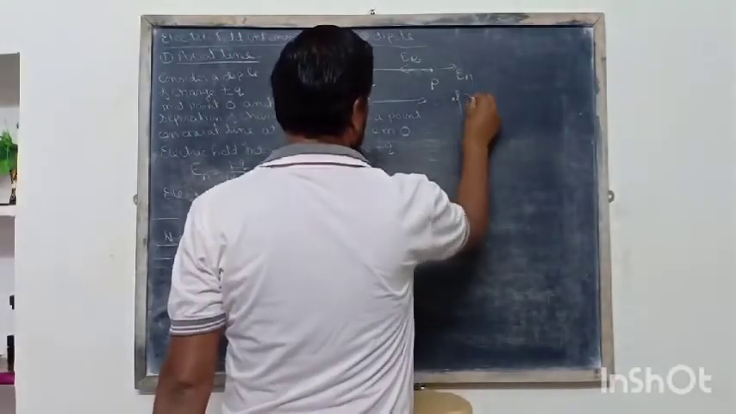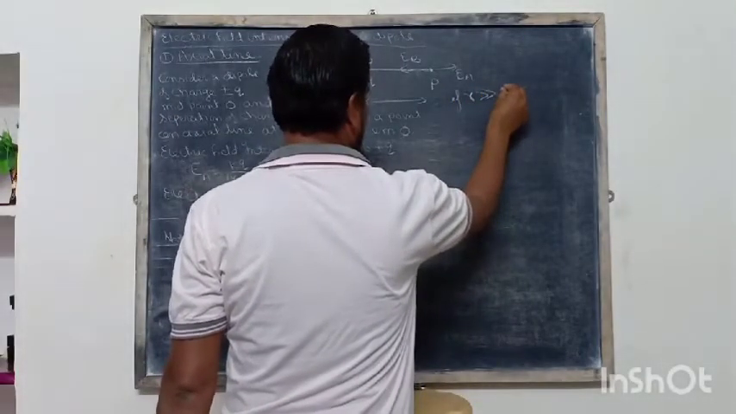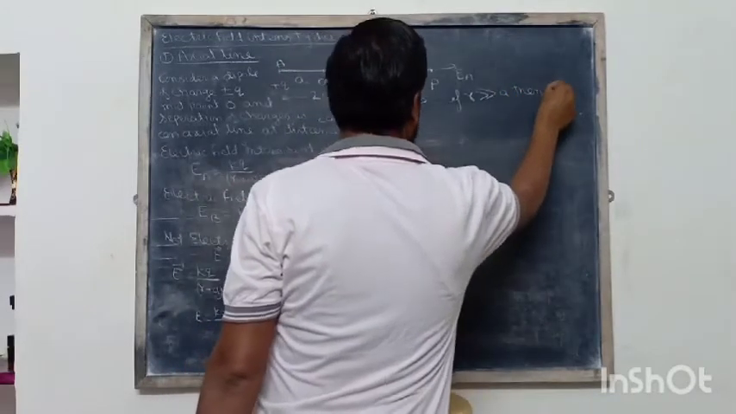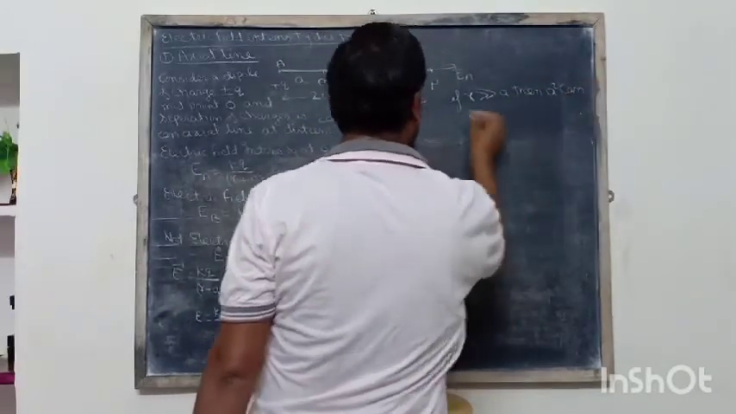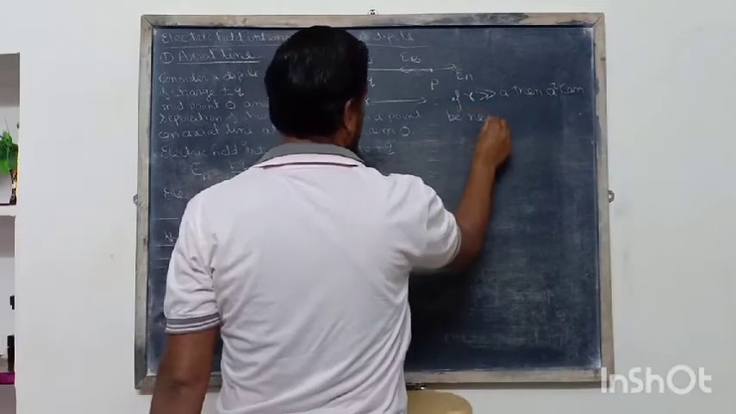If r is very much greater than A, then A square can be neglected.